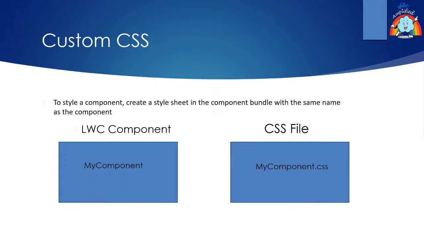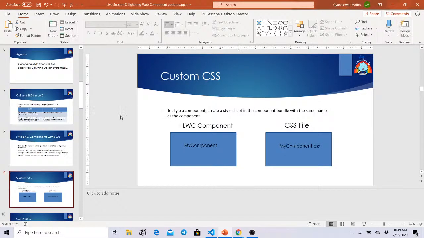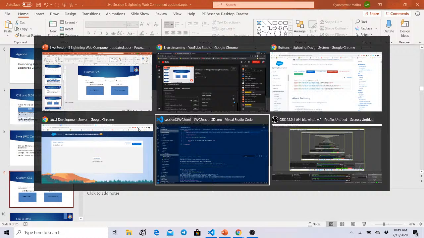So now we'll be discussing custom CSS, cascading style sheets. To style a component, we can create our own style sheet file, which is a CSS file, and it can be in a bundle with the Lightning web component. But the CSS file name must be the same as the Lightning web component name. I'll show it in the practical.